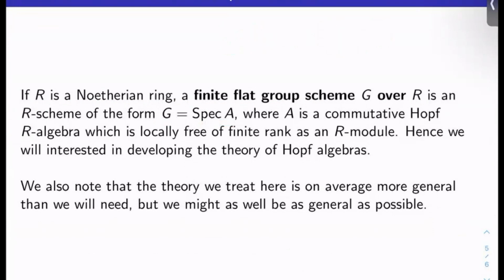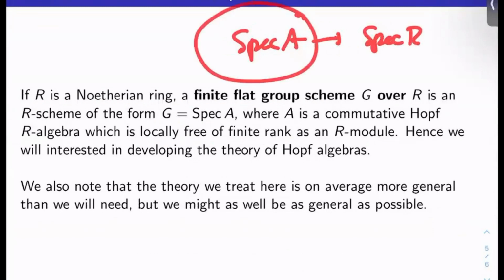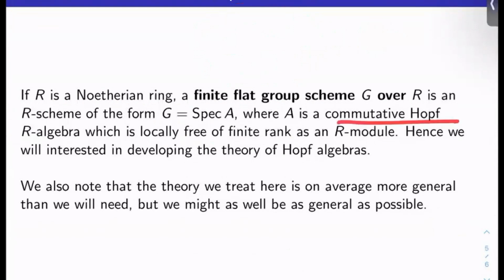And I require that A is a commutative Hopf R-algebra. In other words, I'm saying that I want G to be an R-group scheme. And the catch here is the whole finite flat thing. That just means that A is a locally free R-module of finite rank. So I'm going from Spec A to Spec R, and this is an R-group scheme. And then I'm assuming A is, locally on Spec R, a free R-module of finite rank. That's all that's going on here. And we'll talk about Hopf algebras later. In fact, because of this definition, we will be interested in developing the theory of Hopf algebras more generally.